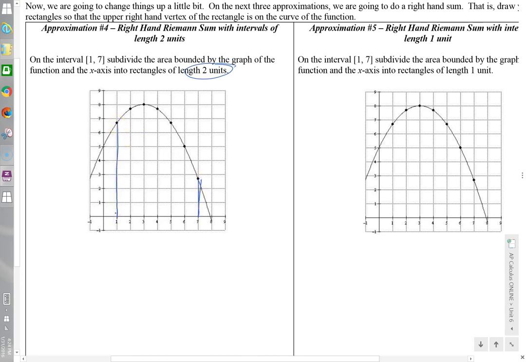We're still going to draw our rectangles, but instead, when we do our height, we're going from the right endpoint. So it's easier for me to start on the right-hand side, go to the top and the right-hand side of that rectangle, and go over. So this is what it looks like from the right-hand side.